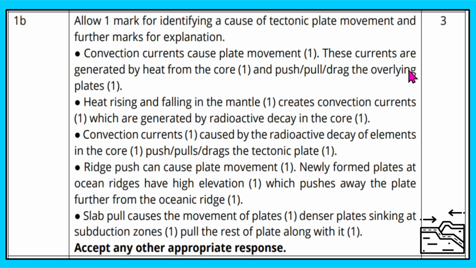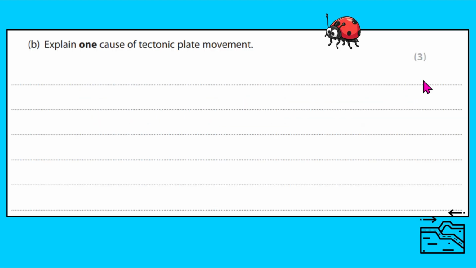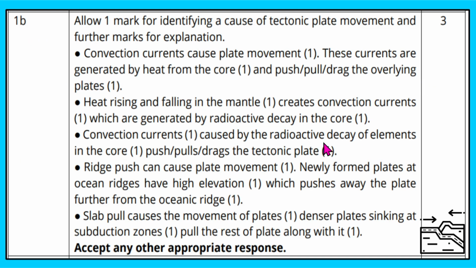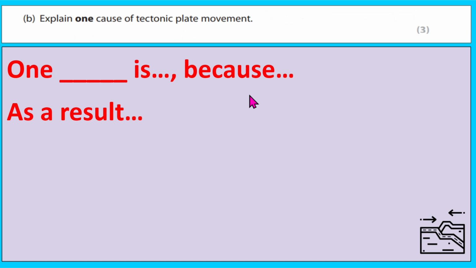So here is our mark scheme. Again, you might want to pause it and have a little look. What we see here: convection currents, radioactive decay, push, pull, drags, okay? Lots of this is kind of variations on the same kind of answer.